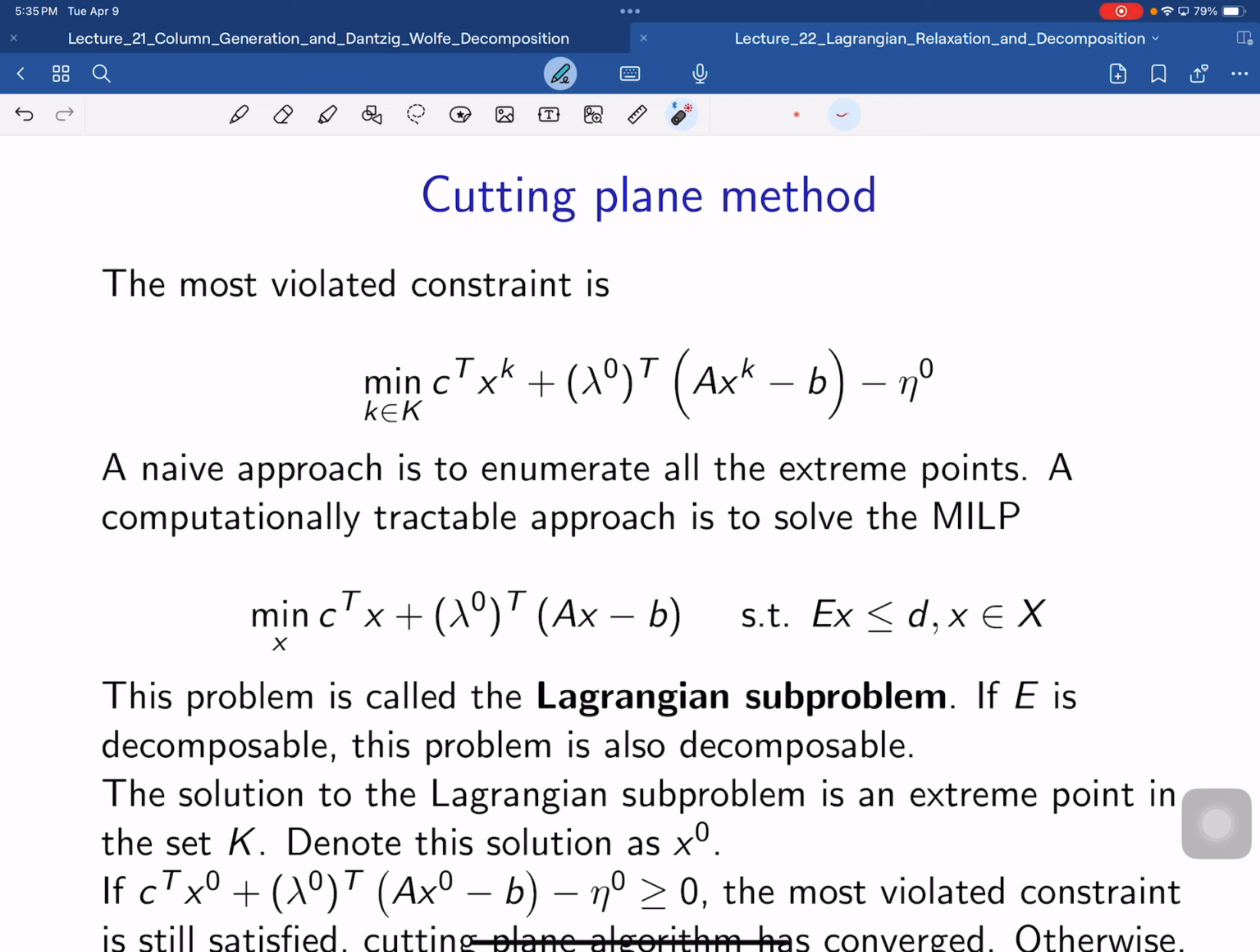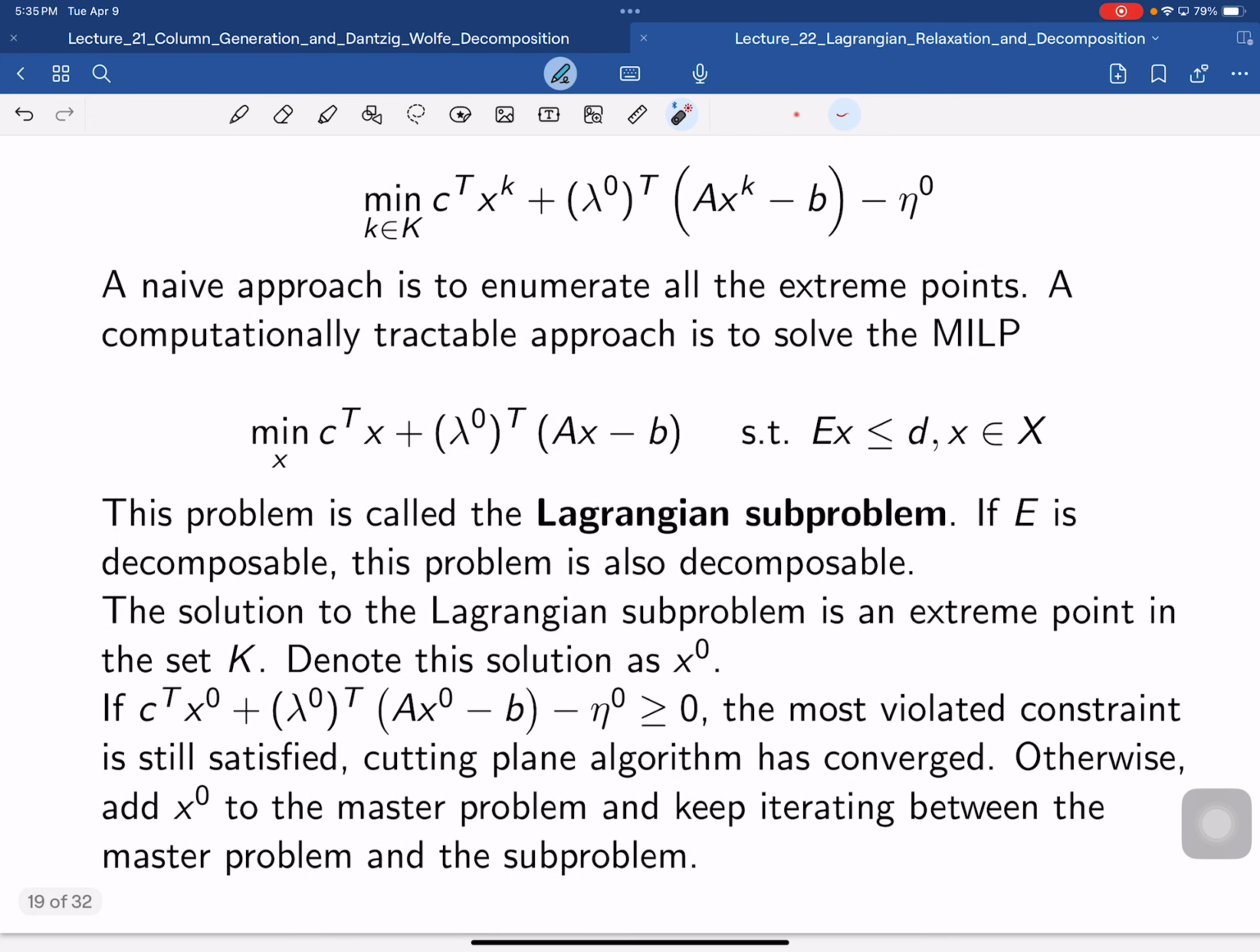Okay, and with that you get the most violated cutting plane, and you add this constraint back to the problem. If you find out that even the most violated constraint is satisfied, then you are done, right? You can prove that all the constraints are satisfied. Otherwise, you add the most violated constraint to the master problem, and you keep generating those constraints. You can iterate between the Lagrangian master problem and the Lagrangian subproblem. Okay. Any questions here?